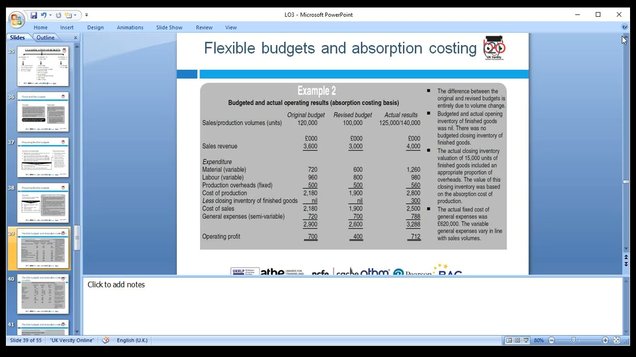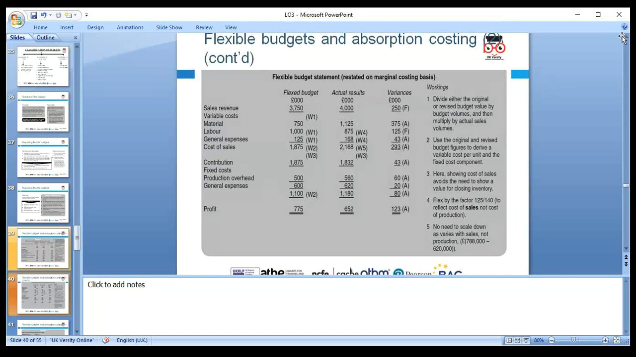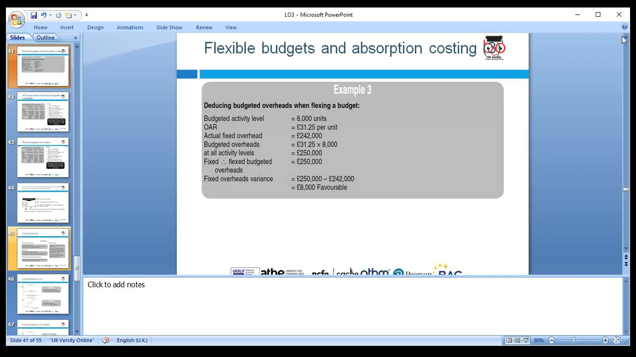The original budget was a sales volume of 120,000, but the revised budget was 100,000, and the actual result we have was 125,000 units or 140,000. So we can prepare and we can absorb the cost accordingly, whatever the actual we have. You will see all the working here, the sales revenue. So we can go here, like you will see here.